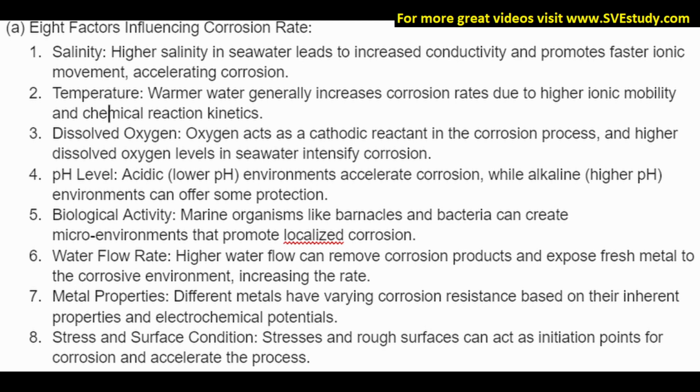4. pH level. Acidic, lower pH environments accelerate corrosion, while alkaline, higher pH environments can offer some protection. 5. Biological activity. Marine organisms like barnacles and bacteria can create microenvironments that promote localized corrosion. 6. Water flow rate. Higher water flow can remove corrosion products and expose fresh metal to the corrosive environment, increasing the rate.